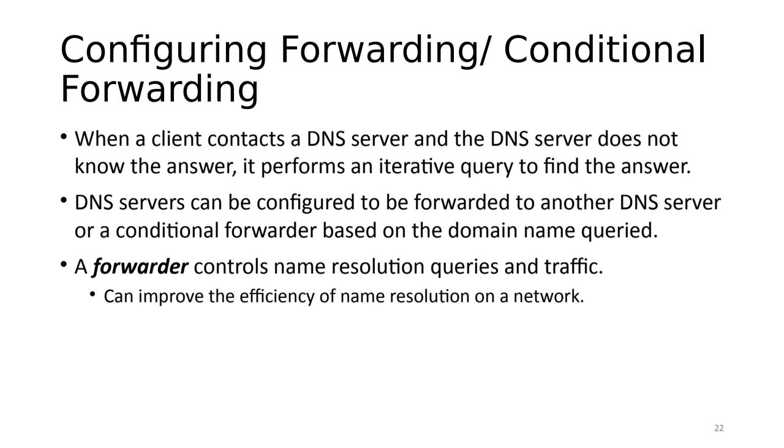We also have one option for DNS configuration, which is configuring forwarding or conditional forwarding. When a client contacts a DNS server and the DNS server does not know the answer, it performs an iterative query. We have already talked about this. Remember when we said that you ask the server, it does not know the answer, it will do an iterative query to find the answer. Your DNS servers can be configured to forward to another DNS server, or a conditional forwarder based on the domain name queried. We are not doing something like this in the lab. This is advanced configuration, but you need to know that this can be done.